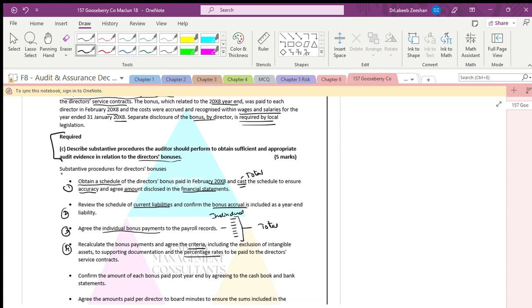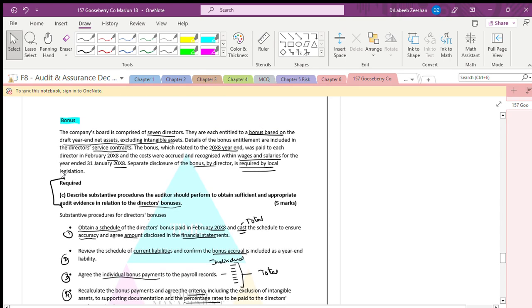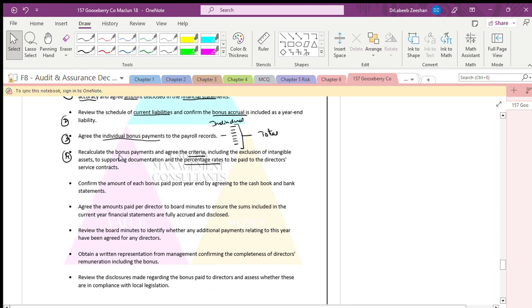And what is the rate or percentage to be paid? With respect to this, two things are there. We have to make sure they are paying as per the service contracts, and that they are doing it by excluding the intangible assets. We have to know whether it has been done as per the criteria or not.